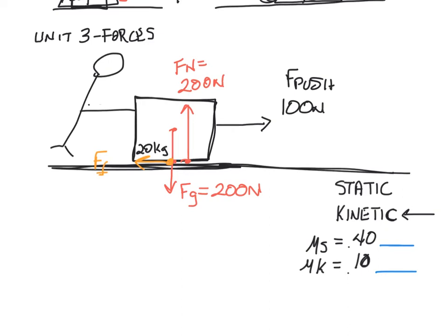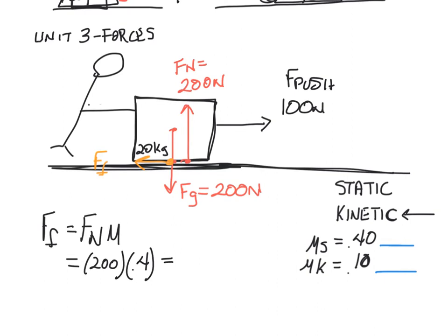The equation which relates to forces of friction is forces of friction is equal to your normal force times the coefficient of whatever friction that you're dealing with here. In the case of this problem, we can solve for the force of friction as follows. Normal force is 200. Coefficient of static friction is 0.4. Initial or static force of friction is equal to 80 newtons.